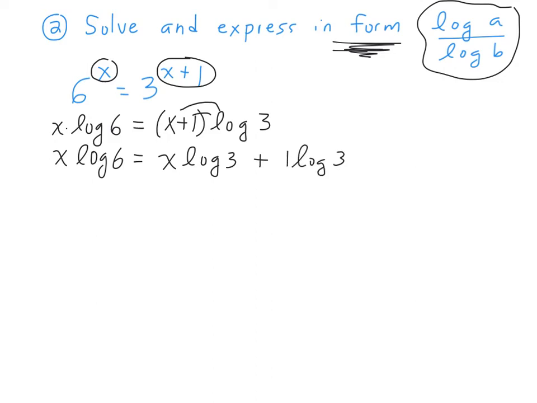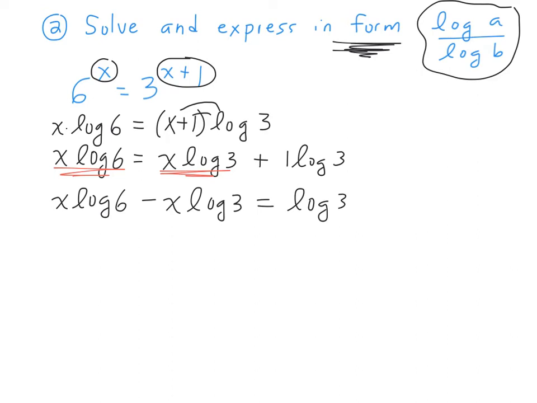Alright, and we really don't need to put that 1 there in front. Well, notice we now have a couple terms with an x in it. So what you want to do is you want to bring your x terms over to one side. So I'm going to subtract over this x log 3 term, and then on the right hand side I would just have the log of 3 left. So we're looking to solve for x here, right? And so notice how we have more than one x in this expression on the left hand side.